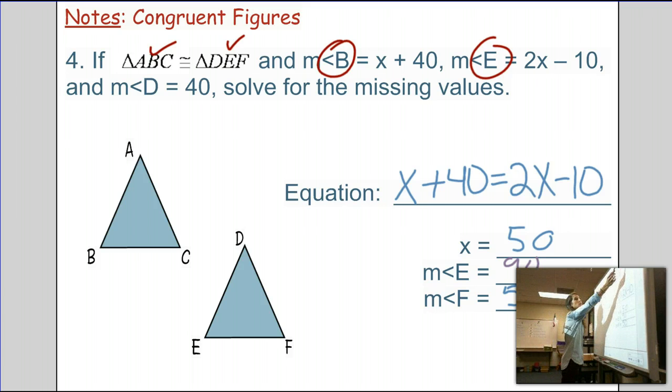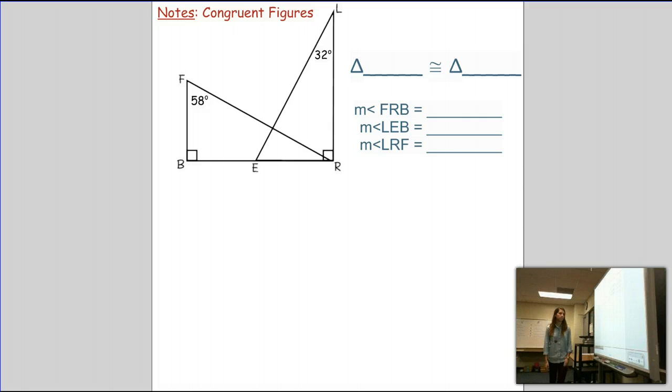Plugged it in. 2 times 50 minus 10. And we got 90. That means both of those angles are 90. Angle D is 40. Well, he goes with A. So then all we had to do was add up our two angles and subtract from 180. And that leaves us with 50-50. Right? Almost done.